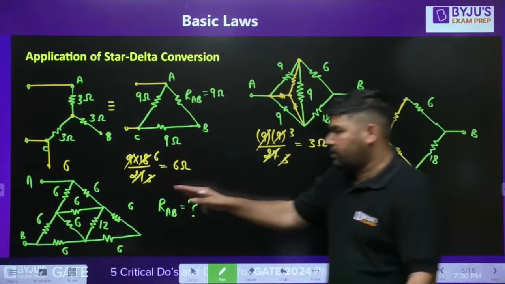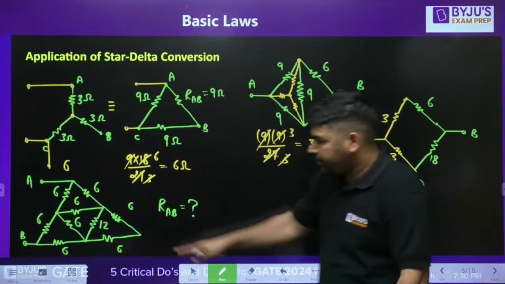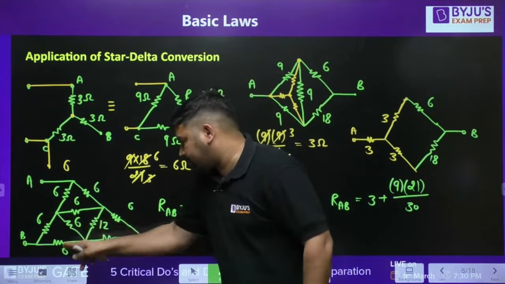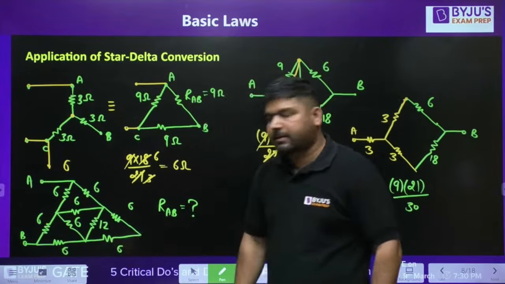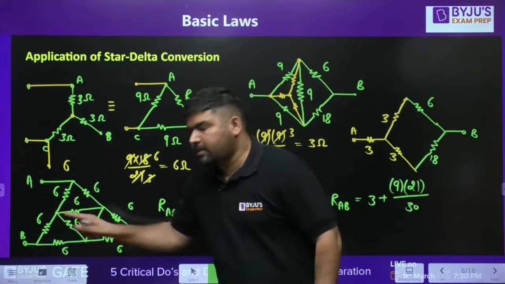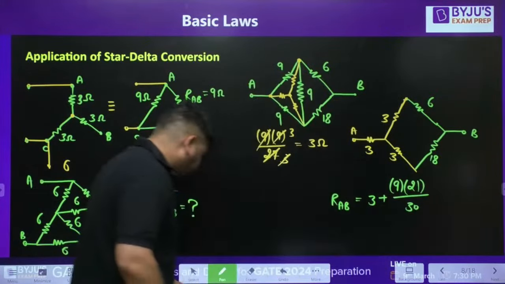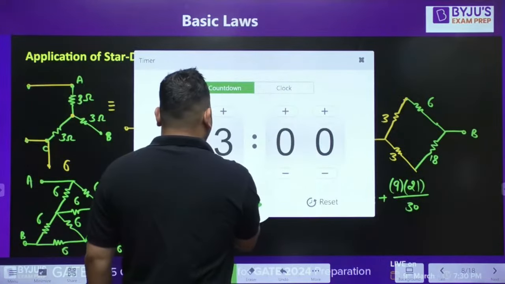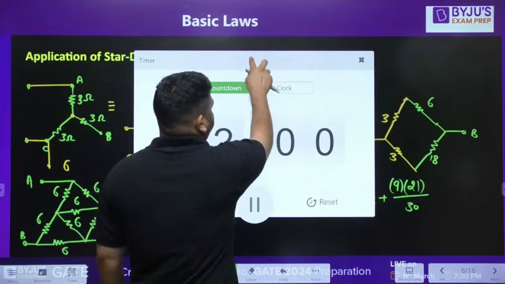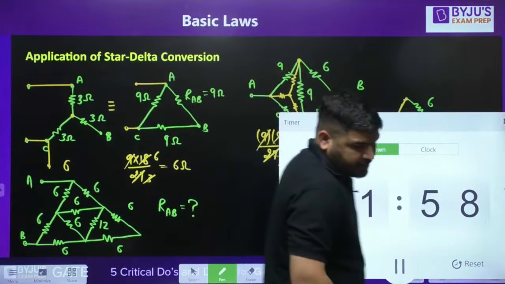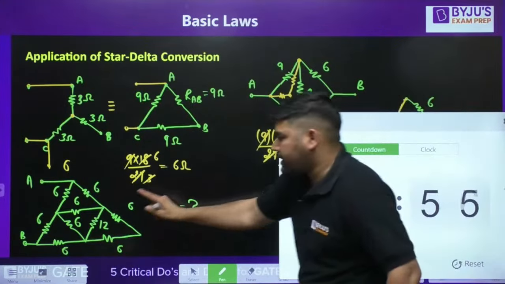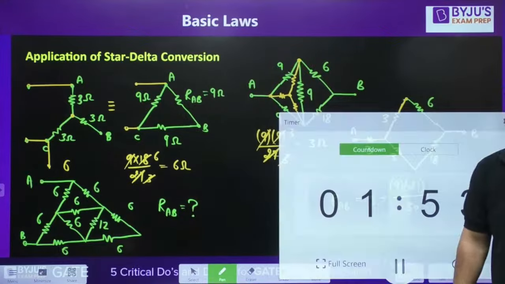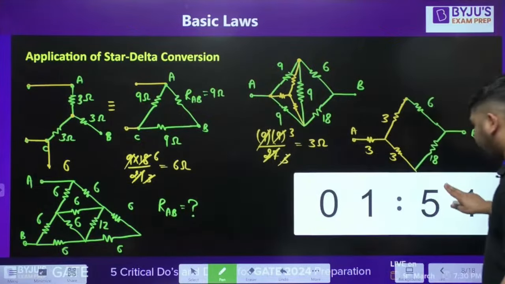Now it's time to solve this question. We have a circuit with 6, 6, 6, 6, 6, 6, 6. This is 12, this is 6, and this is 6. We need to calculate the equivalent resistance between A and B. Let's put a timer of 2 minutes. Please try to solve this question. I want the answer. Do it fast, everyone. Let's see how many of you can solve it.